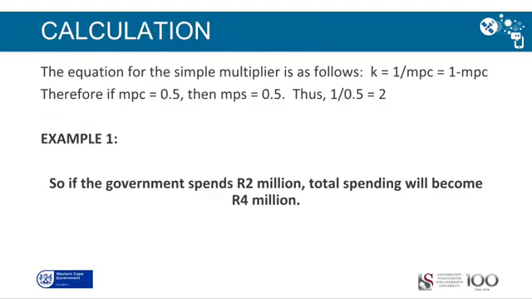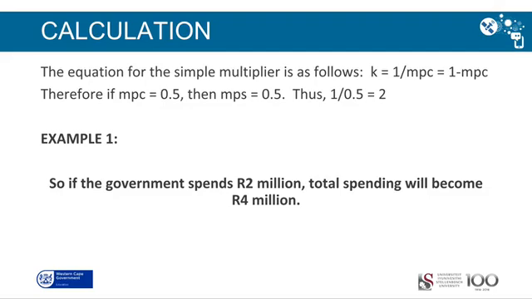Right, how do we calculate? So the equation for the simple multiplier is as follows. The multiplier is represented by the letter K because we can't use M. M is for imports. So we say K is equal to 1 over 1 minus MPC, okay?